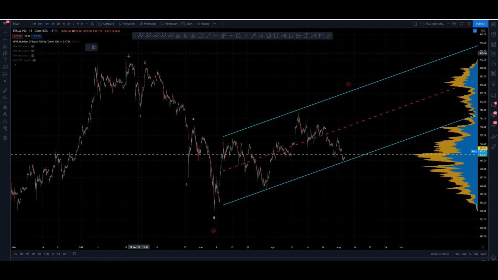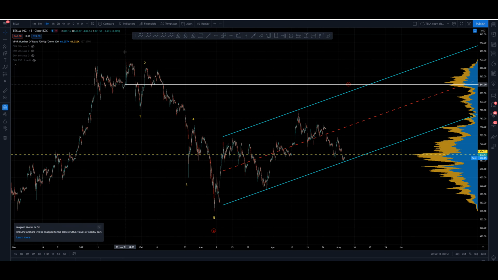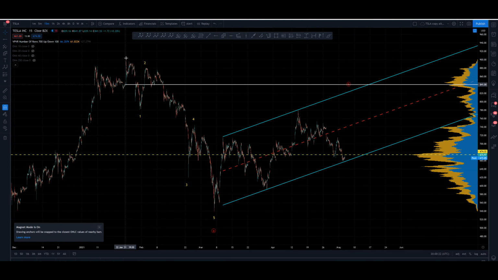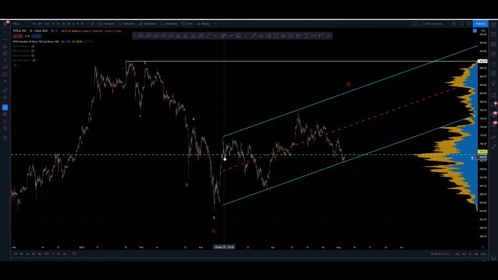Now obviously the invalidation point for any bearish count is the previous high. We can't ignore that. Any breach of this high, we cannot have 5 waves down from the top and consider it to be a bearish move if this high gets taken out, because we're saying 5 waves is setting the trend. Okay, so we're looking for a zigzag.